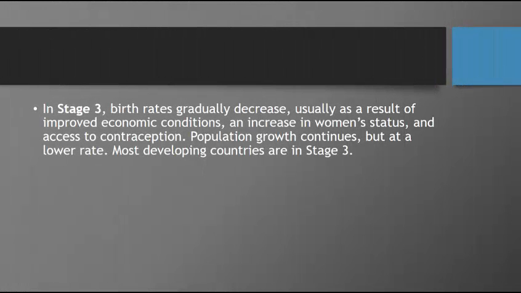In Stage 3, birth rates gradually decrease, usually as a result of improved economic conditions, an increase in women's status, and access to contraception. Population growth continues, but at a lower rate. Most developing countries are in Stage 3.